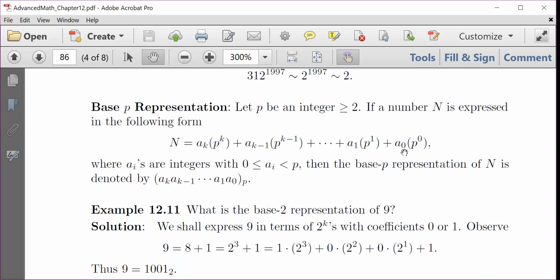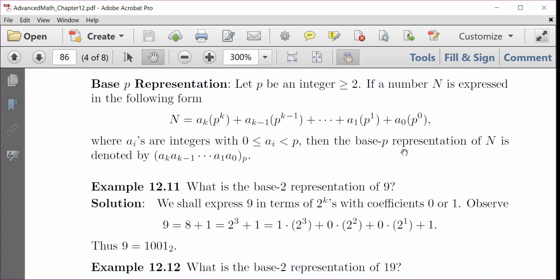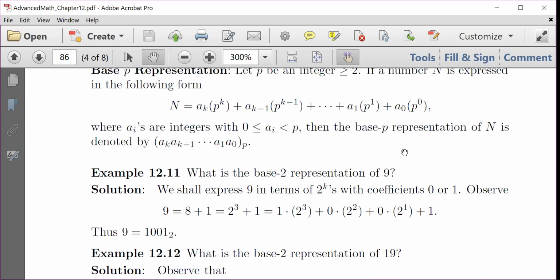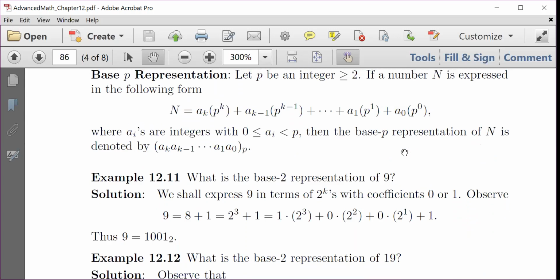It's equivalent to 9 in our base 10 system, right? So let's look at the second number. What is the base 2 representation of 19? Okay, let's try and find out. So how can I do it? Well, in our base 10 system, 19 means 19, right? It's 10 plus 9. You have 19 apples, something like that.